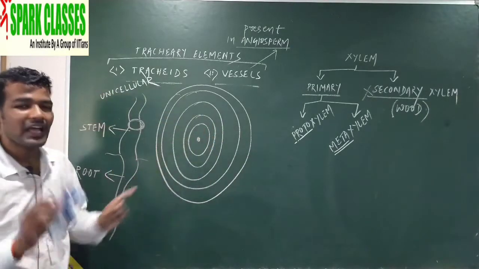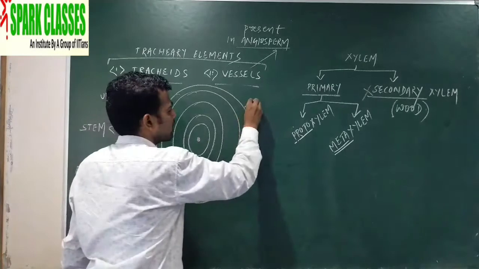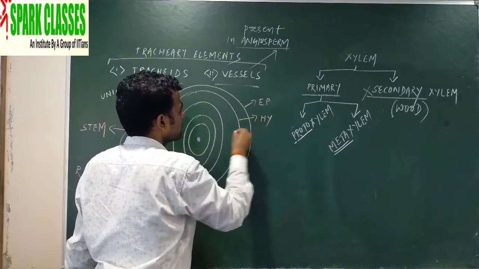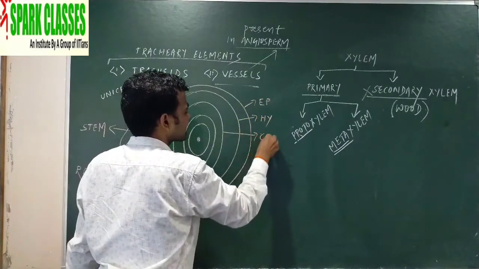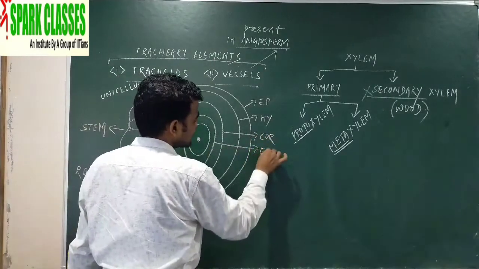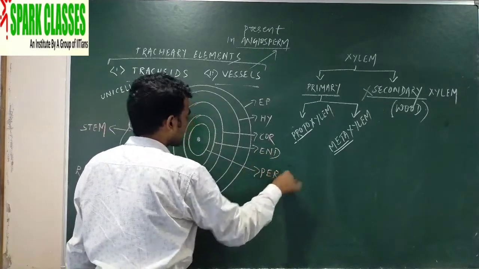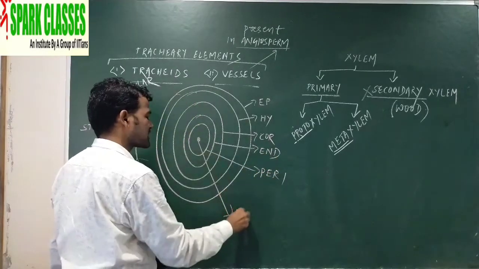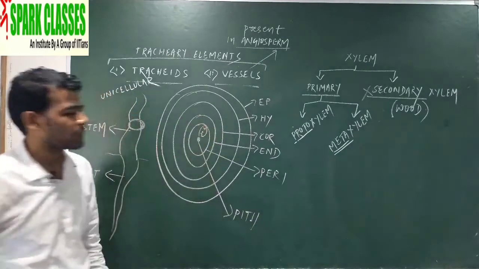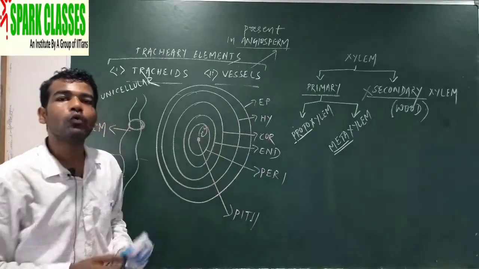So these layers I had already told you in the last class. First is called epidermis, the second layer is hypodermis, the third layer is cortex, or general cortex, then endodermis, then pericycle, and the central part is called pith, and in between there are xylem and phloem. Xylem and phloem are present. That's what we have discussed, and already I had told you how to remember these layers.